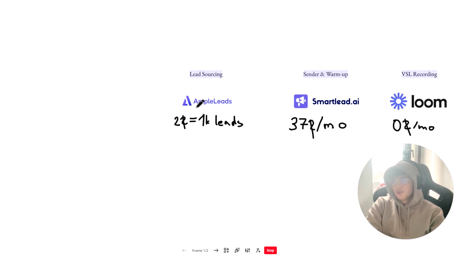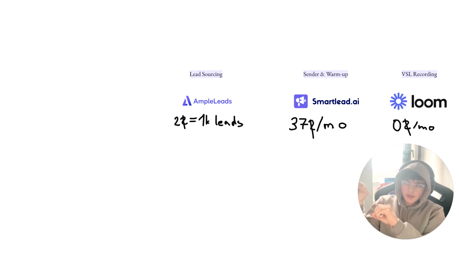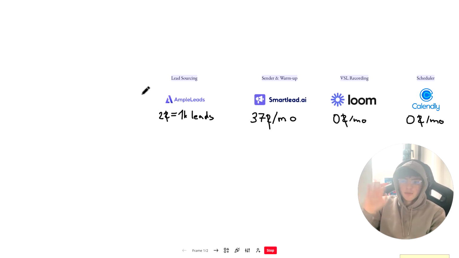The lead sourcing software that you should use is Ample Leads. What you're going to do is create an Apollo search, put it into Ample Leads, and it's going to extract 1,000 leads for $2. You can get a plan on Ample Leads for like 27 bucks, and you can extract leads for a year with this plan, or at least for 6 months.